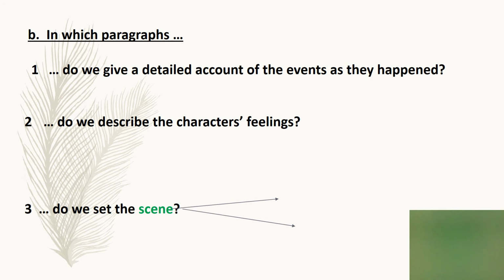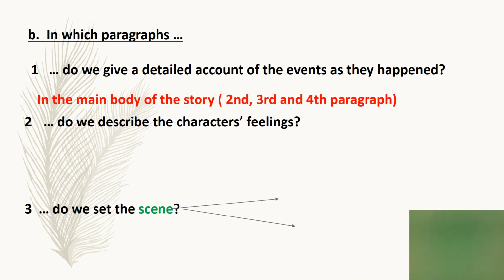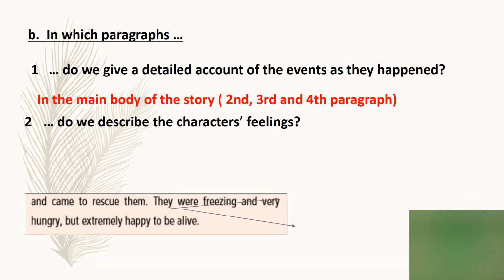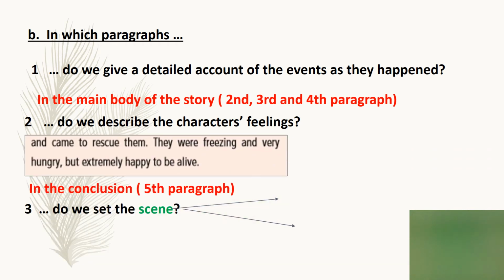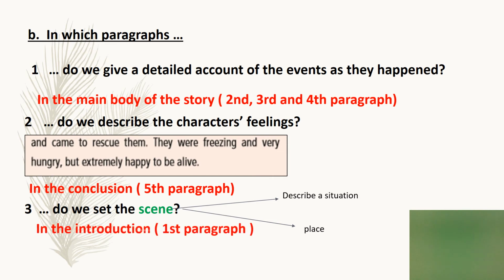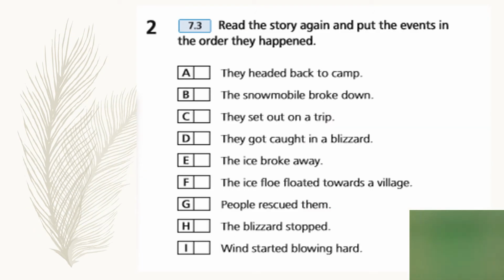In which paragraph do we give a detailed account of the events as they happened? It means that it is the main body of the story, the second, third, and fourth paragraphs. When do we describe characters' feelings? I told you before, it is at the end, in the fifth paragraph. And when we set the scene, with the setting, the place and time, it is in the first paragraph. Very good.